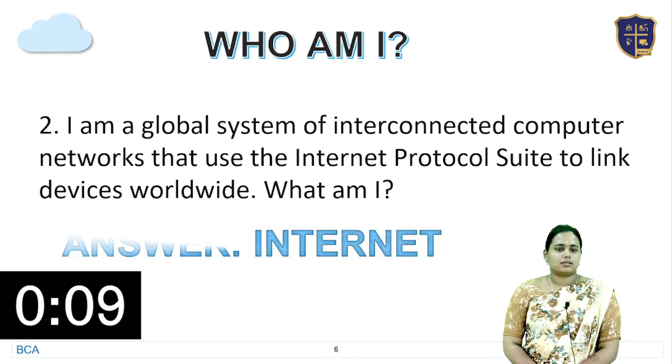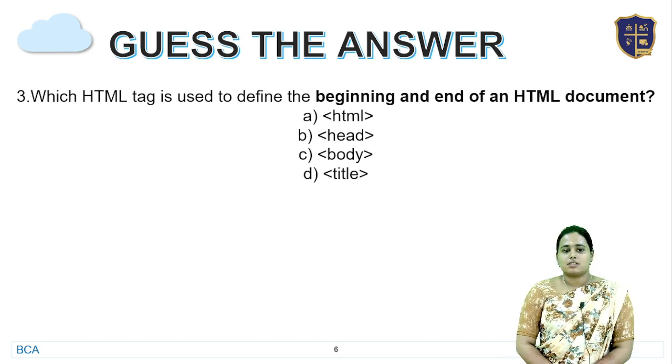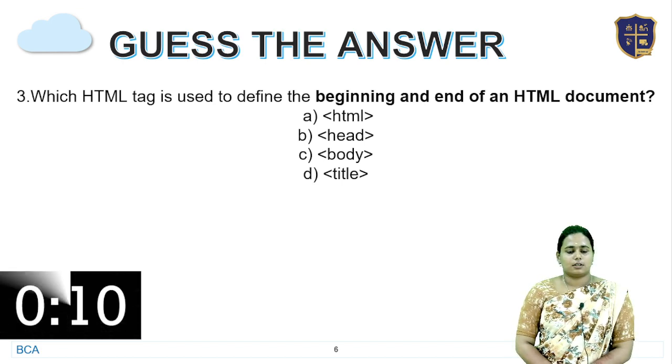Yes, the answer is internet. Okay. Next, guess the answer. Which HTML tag is used to define the beginning and end of the HTML document? As I already said, one tag we will use at the beginning and end of the HTML document. Here are the options: A HTML, B it, C body, D title. Your time starts now.